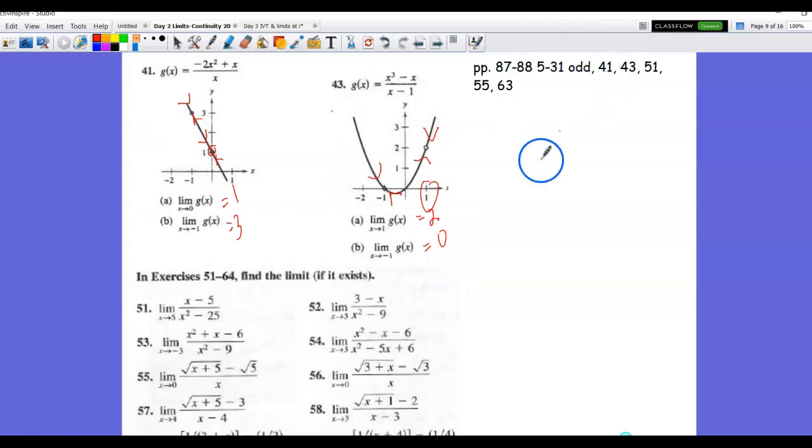Interesting. So I just did 41, 43. All right, now we're coming down to 51. So in number 51, we're finding the limit as x approaches 5. That's your AP score. Nice.